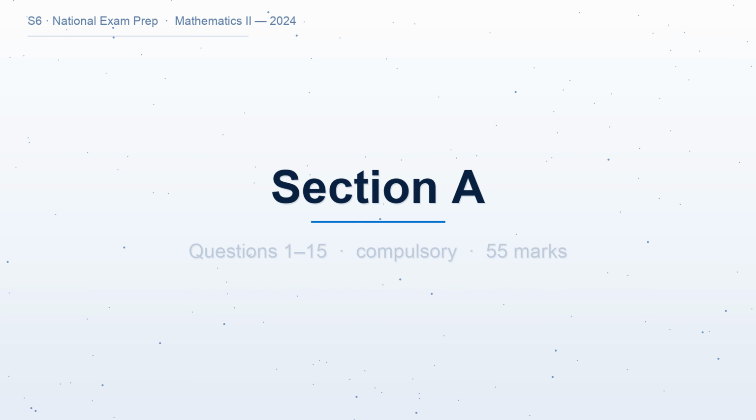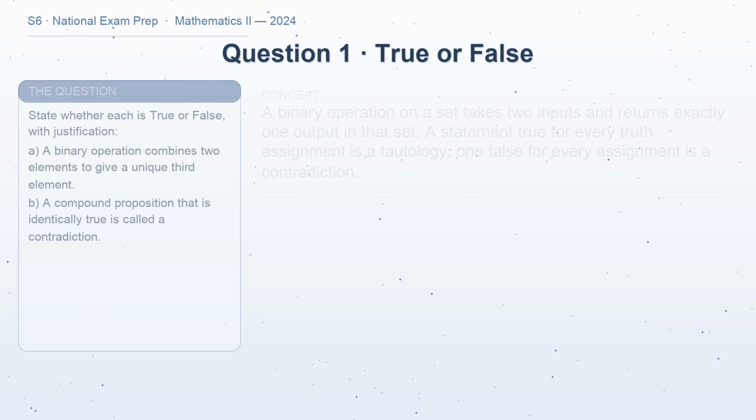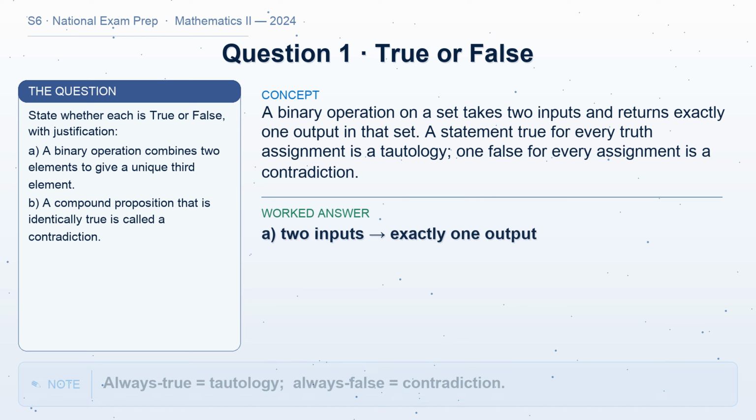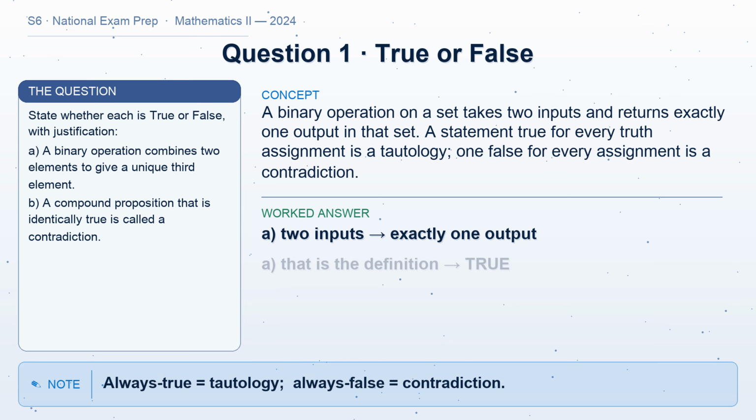Section A. These 15 questions are all compulsory. Let's take them in turn. Question 1. 2 true or false statements to judge. Part A says a binary operation combines 2 elements to give a unique third element. That is exactly the definition of a binary operation. It takes 2 inputs and returns 1 and only 1 output. So part A is true.